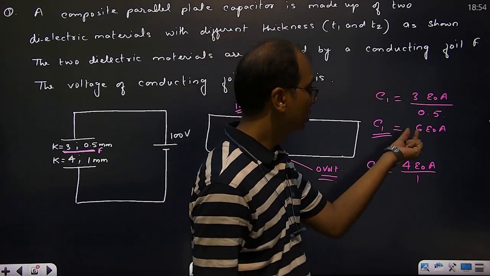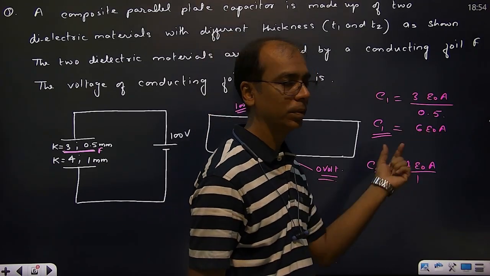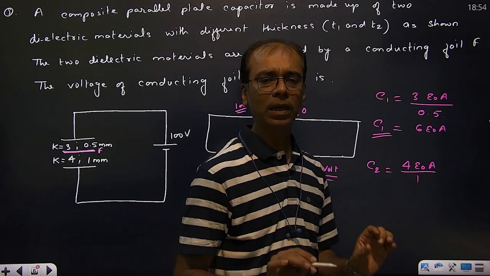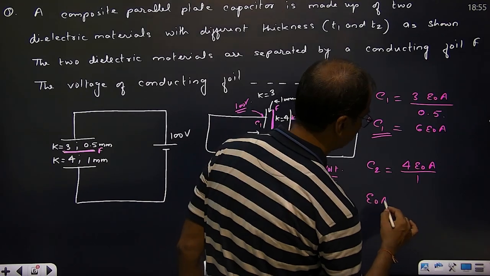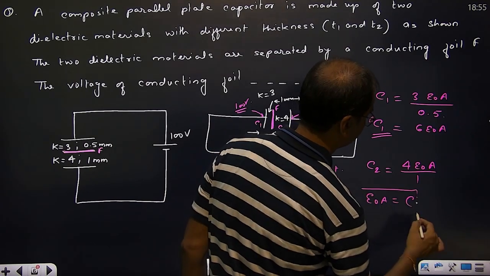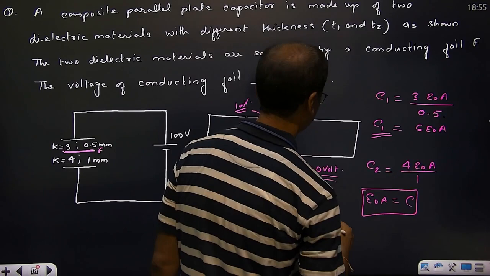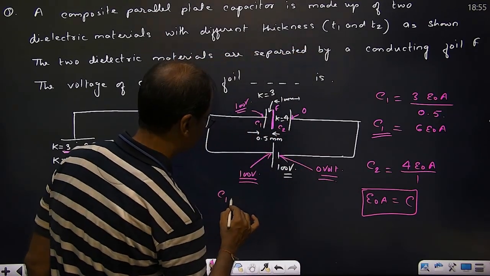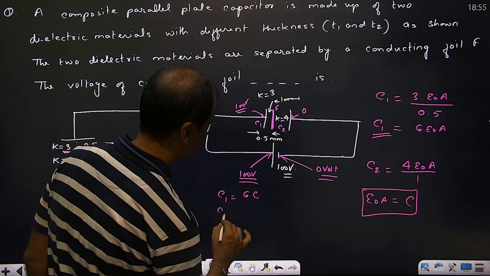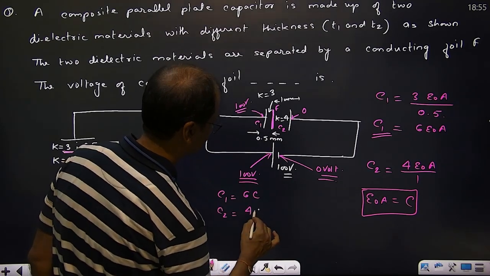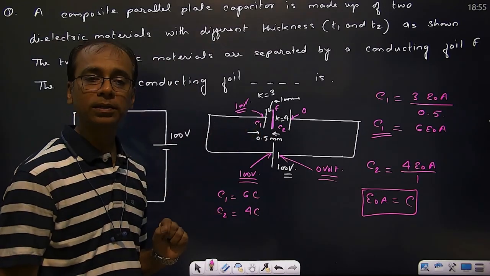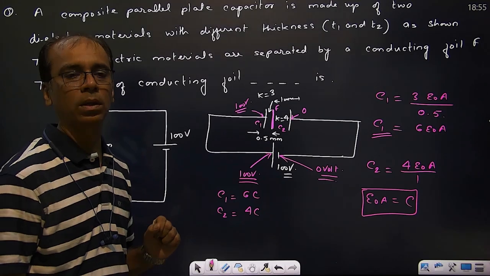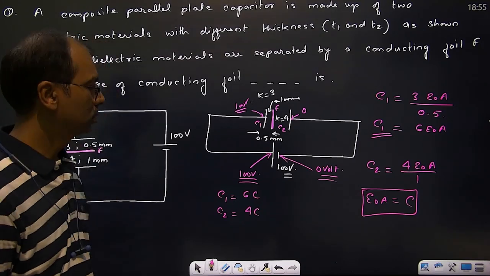So this is 6 epsilon naught A. This is 4 epsilon naught A. For the time being, let's assume this epsilon naught A is actually equal to C. So C1 is 6C and C2 is 4C. Perfect. How are they connected? They are connected in series.